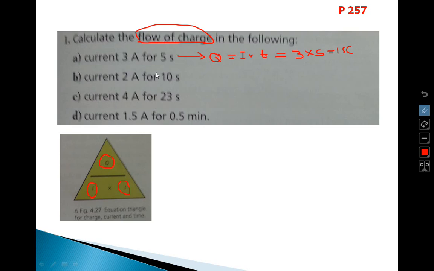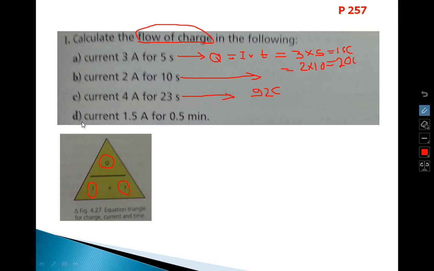Section B is the same. Q is equal to I times T is equal to what? 2 times 10. 2 times 10 is equal to what? 20. This is for section B. Section C is exactly the same. So Q is equal to 4 times 23 is equal to what? I think, yes, 92. 92 what? Coulomb.